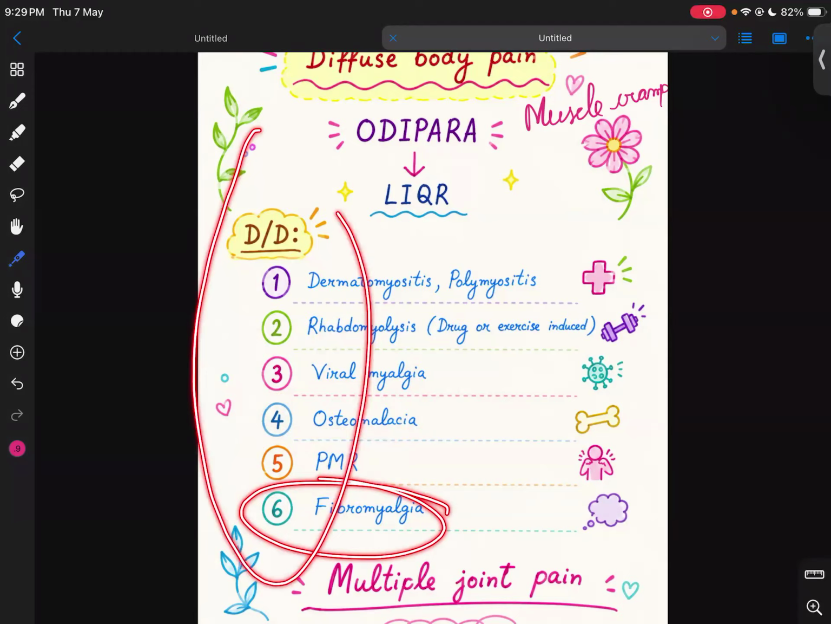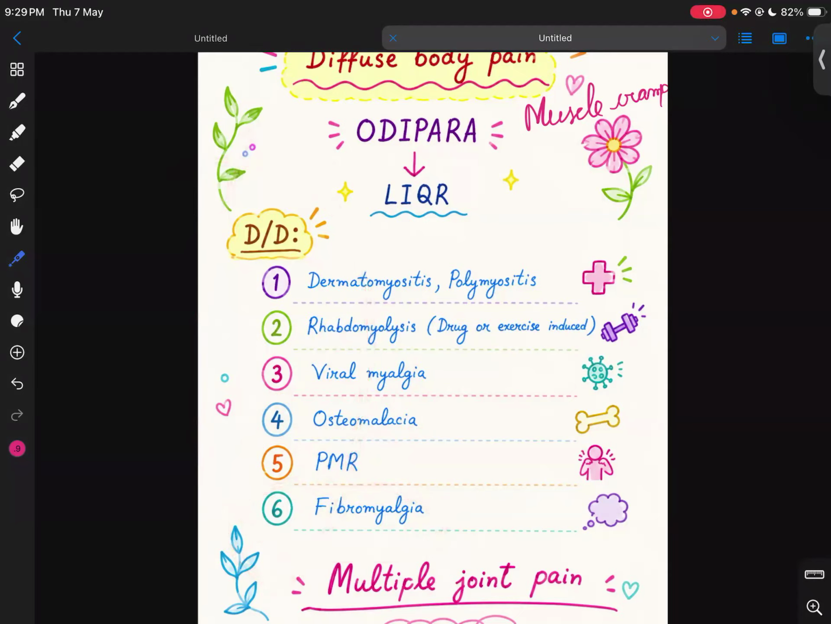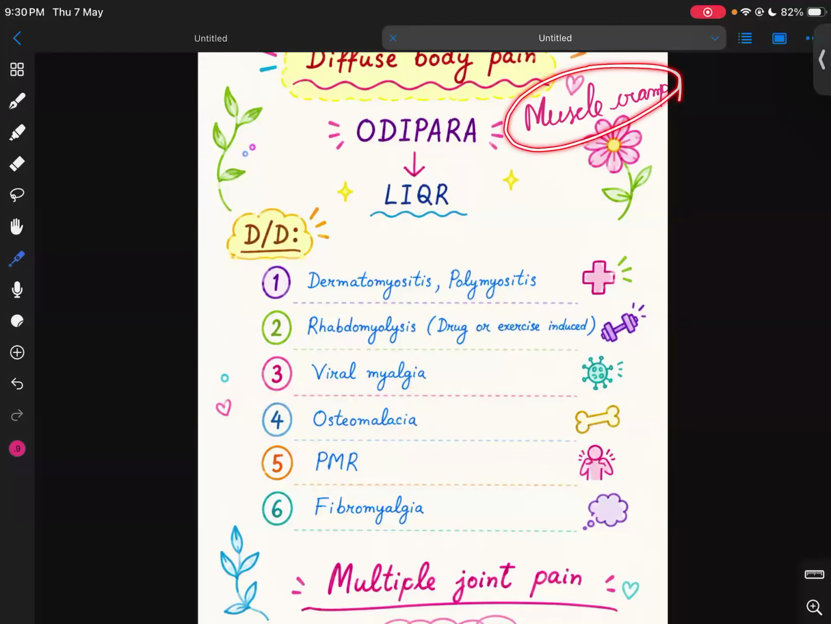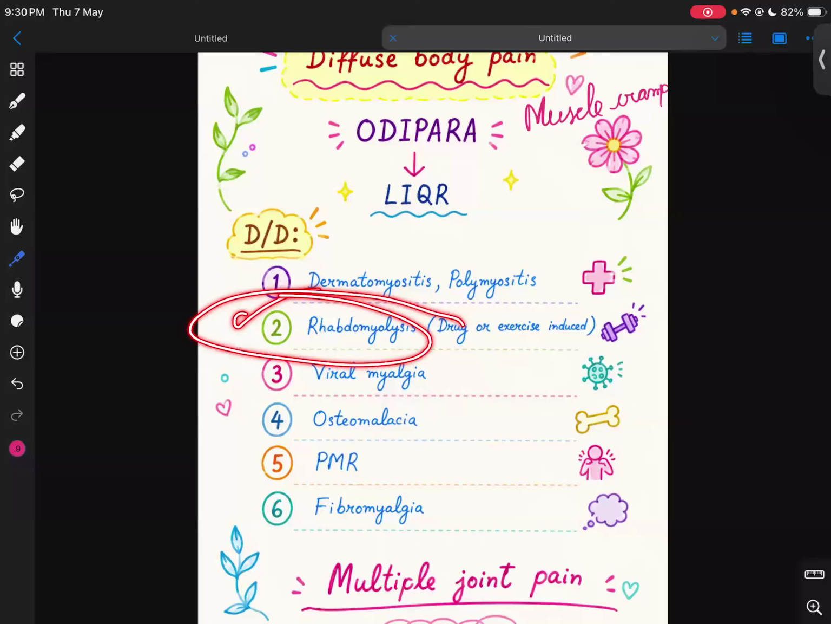Apart from this, I have not seen any other DD for the prompt of diffuse body pain or multiple joint pain or muscle cramp. Let me discuss one by one. In dermatomyositis or polymyositis, the screening question will be any weakness combing the hair or getting up from the chair. For rhabdomyolysis, the favorite topic is statin-induced rhabdomyolysis.